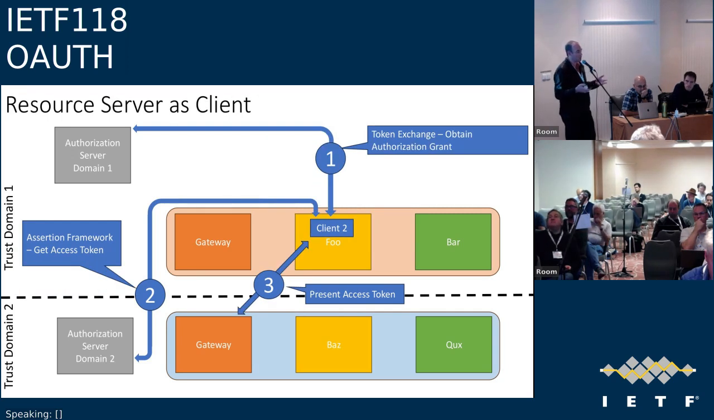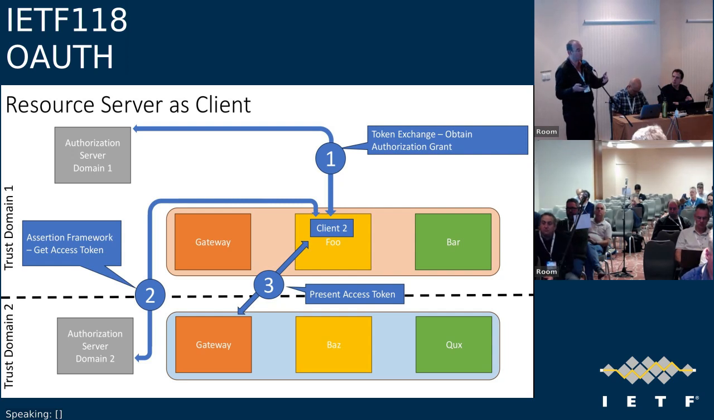As we've talked about within the conversation, there turned out to be two models in which we want to use this pattern. The first one is for one of those microservices themselves, the foo service, to act as a client itself. So it takes whatever token it has, exchanges it, gets that assertion grant, goes to the other authorization server, and then presents it to the gateway in the next service. That is one model. And in this model, from a security perspective, we're okay with a client in trust domain one knowing about the authorization servers in trust domain two.